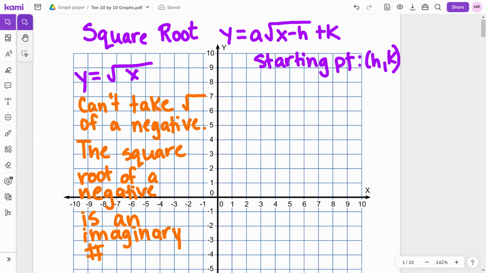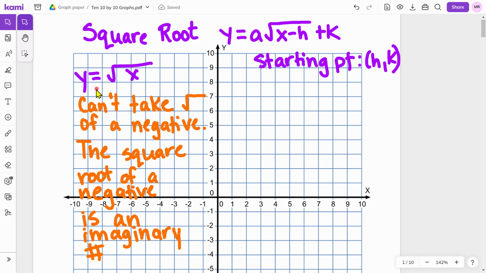So this video is on the square root function. The general equation is y equals a times the square root of x minus h, plus k. A is our stretch. Whatever h makes the expression underneath the square root a 0 is going to be the x-coordinate of your vertex. Your k is going to be the y-coordinate of your vertex, or I should say starting point, locator point.